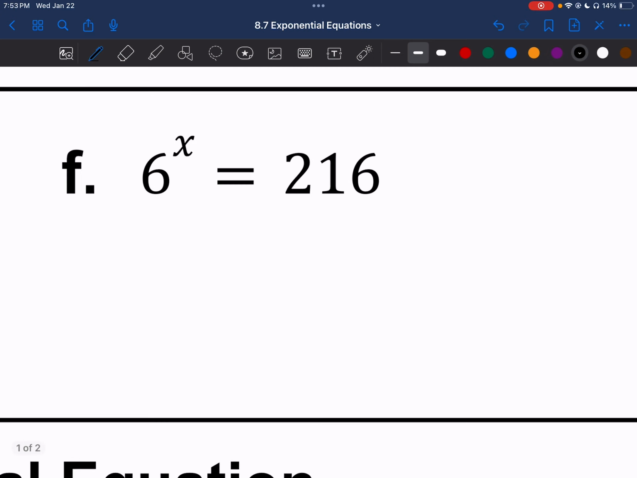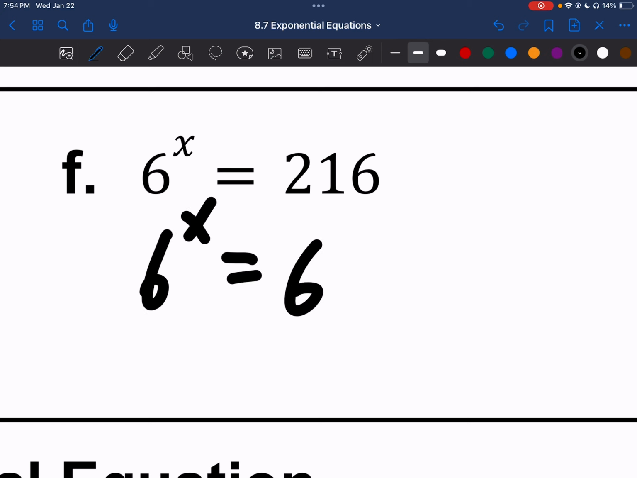And lastly, letter F, we have 6 to the x power is equal to 216. So we have 6 to the x power is equal to 6 to the what? Well, 6 times 6 is 36, times 6 is 216. So that's 6 to the third power. So this is another one where x is equal to 3.